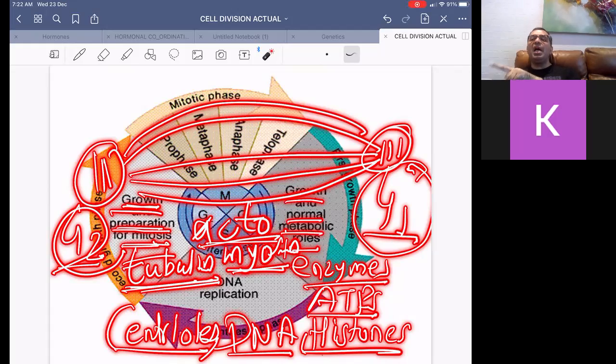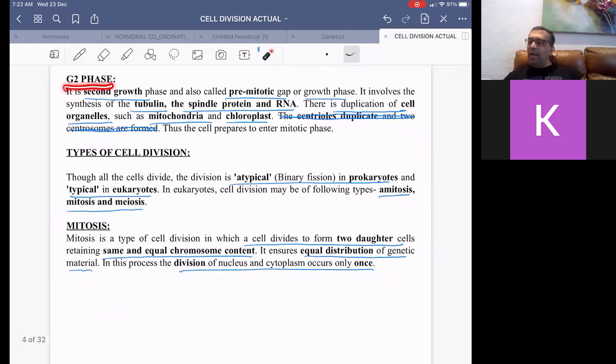G1 में enzymes and ATPs are formed. G2 में tubulin, actomyosin, which is required for formation of spindle fibers is formed. And that is G2 phase. It is the second growth phase, also called pre-mitotic gap phase or growth phase. It involves the formation of tubulin, the spindle protein, and RNA. Also, there is duplication of cell organelles such as mitochondria and chloroplast. Number of mitochondria and chloroplast will increase.